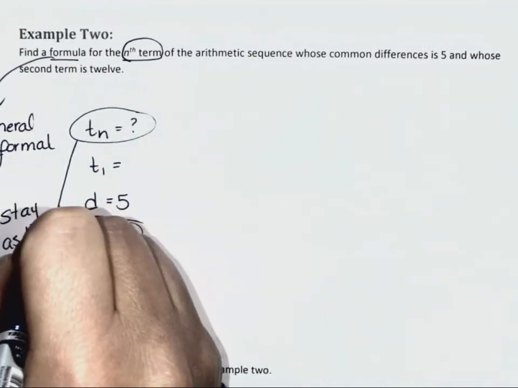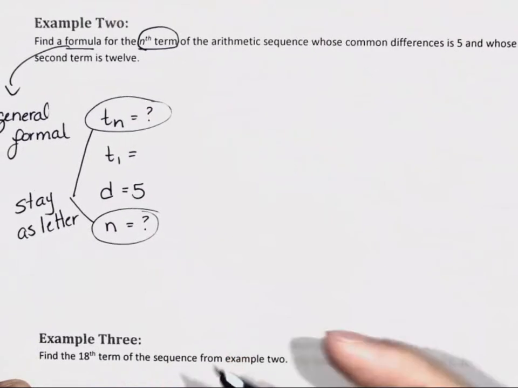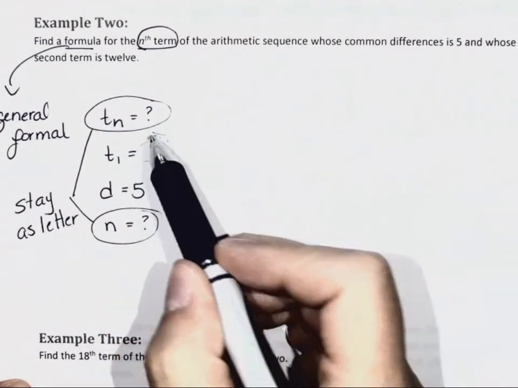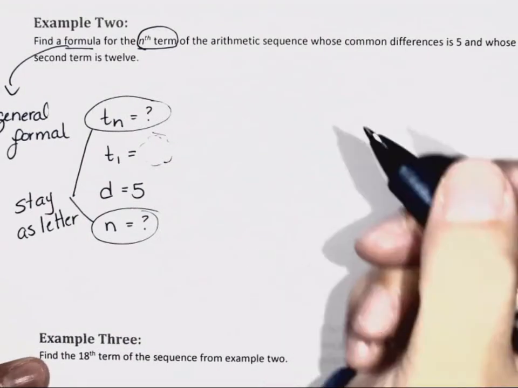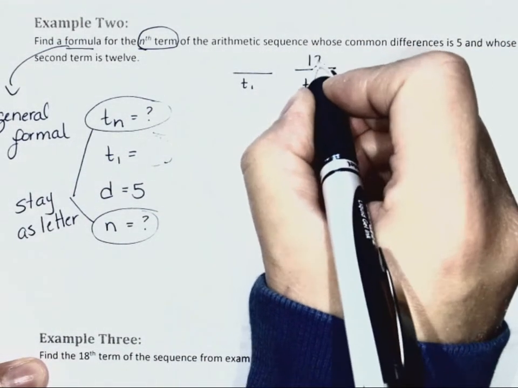You're not solving for this one. You're making a formula. They stay as letters. Okay, so what I need to know is what term 1 is here. But it gave me some information. I don't know T1, but I know T2 is 12.